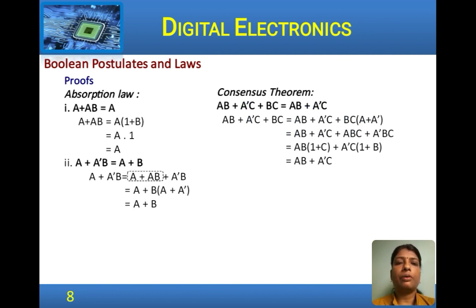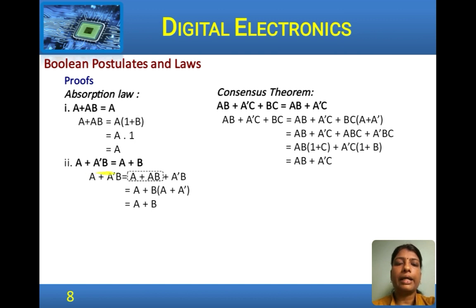The proofs for the two laws, the absorption law and the consensus theorem. Absorption law, we saw, states A plus AB is equal to A. So we will prove that. By the distributive law, we can see it can be given as A into (1 plus B), and we get the result A. So the law is proved.